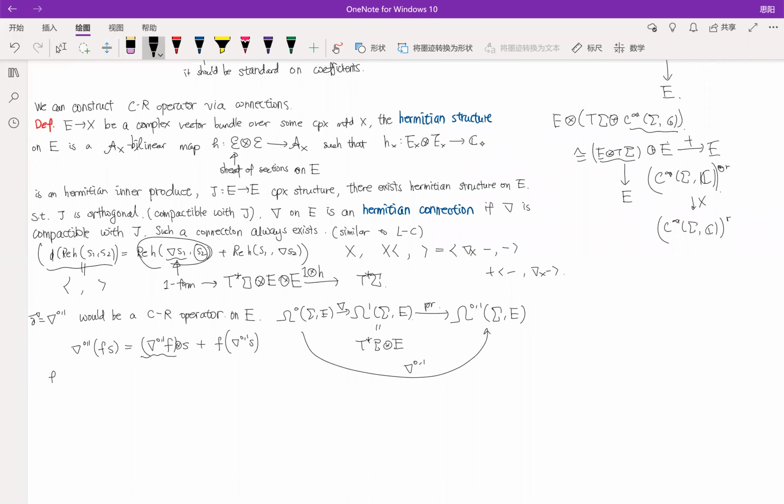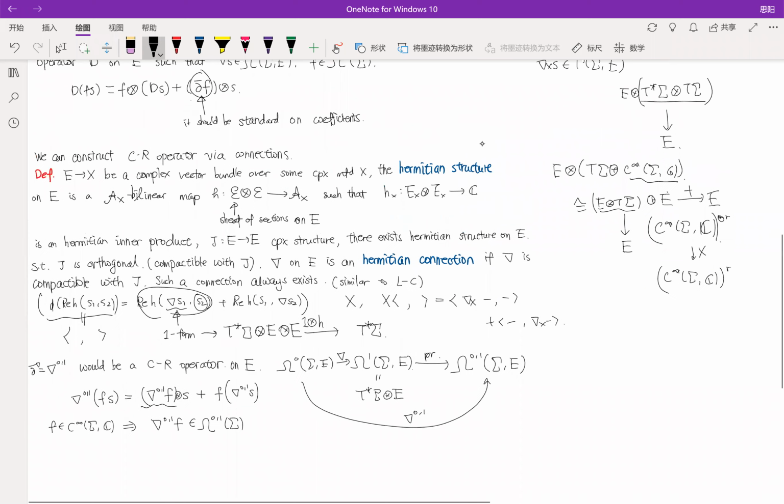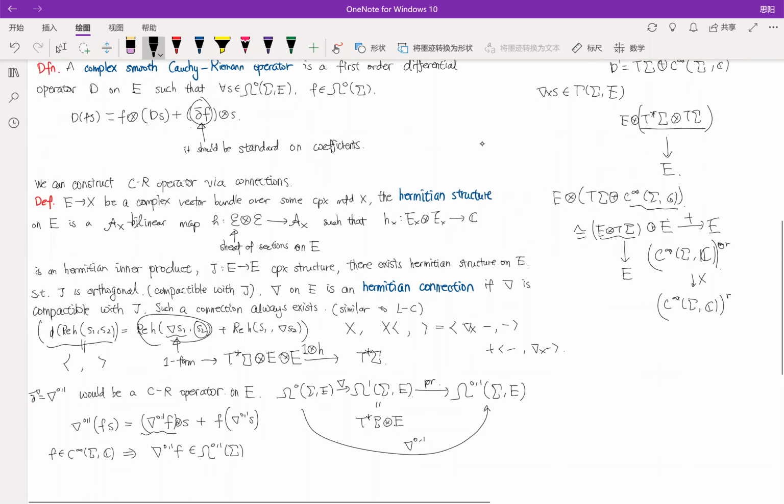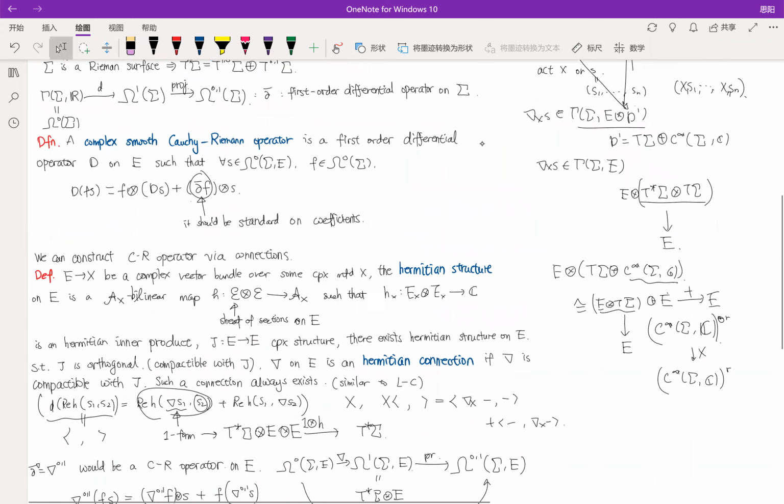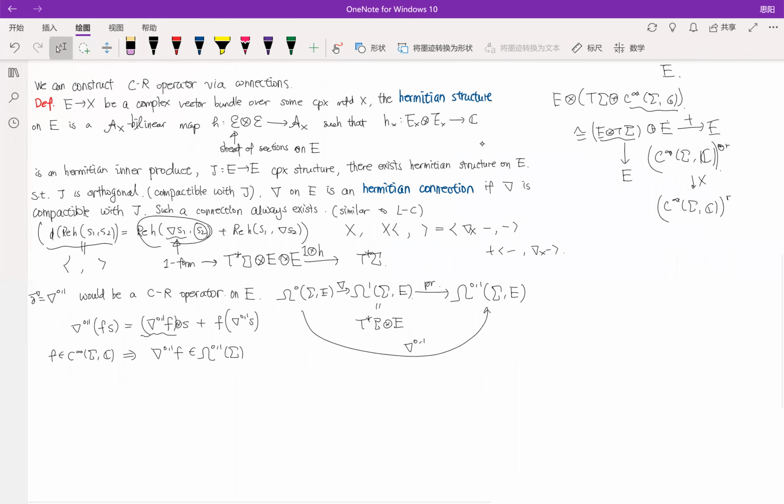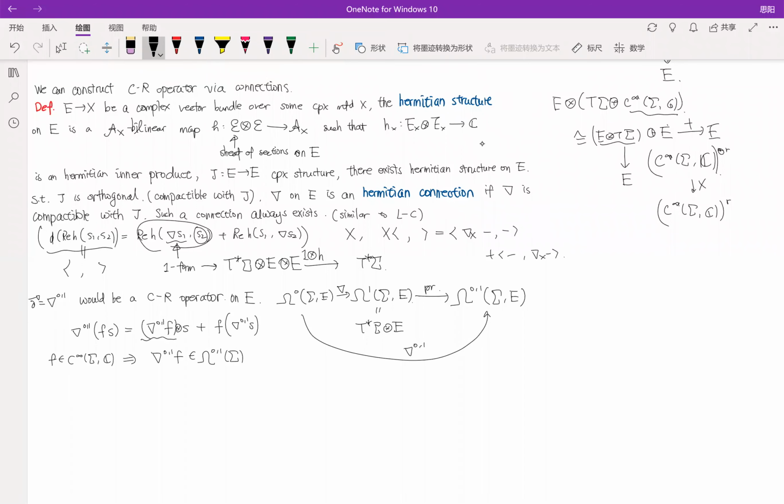Yes, f is a function. So this tells us that this must be only the 0,1 part, a differential form of 0,1 type. And also we know that the connection is trivial on sigma.